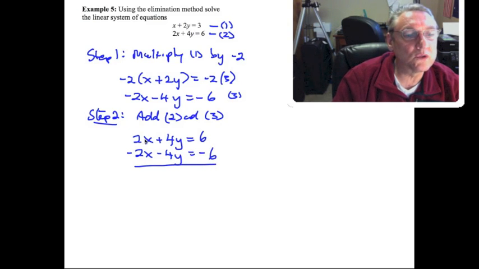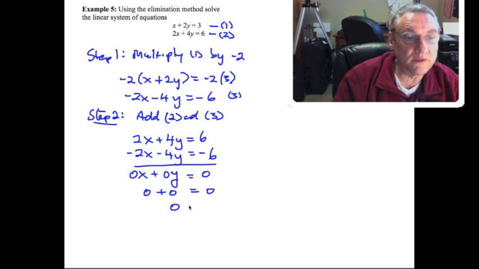So when we do this, we have 2 plus negative 2 is 0x. 4 plus negative 4 is going to be 0y again. So I've got 0x and 0y. And 6 plus negative 6 is 0 as well. So I end up with 0 plus 0 equals 0, or in fact 0 equals 0.